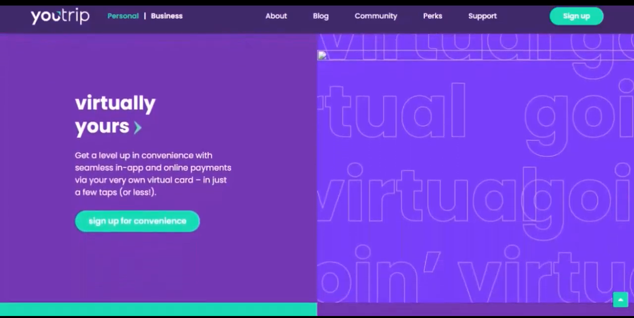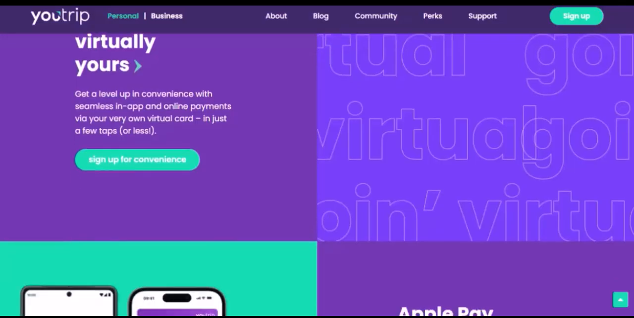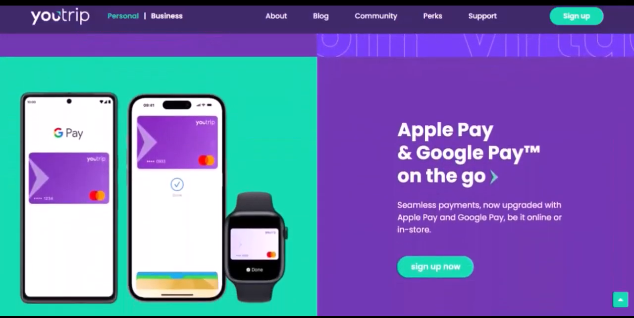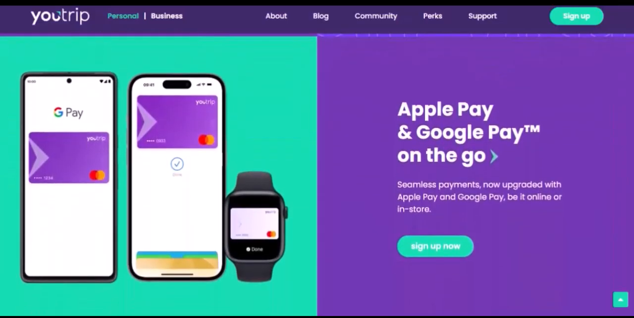So, how can you find out the exact limits that apply to your YouTrip account? The easiest way is to check within the YouTrip app itself. The app provides a clear breakdown of your spending limits, wallet balance, and transaction history. You can also find detailed information on the YouTrip website's FAQ section. If you have any further questions or require clarification, their customer support team is readily available to assist you.